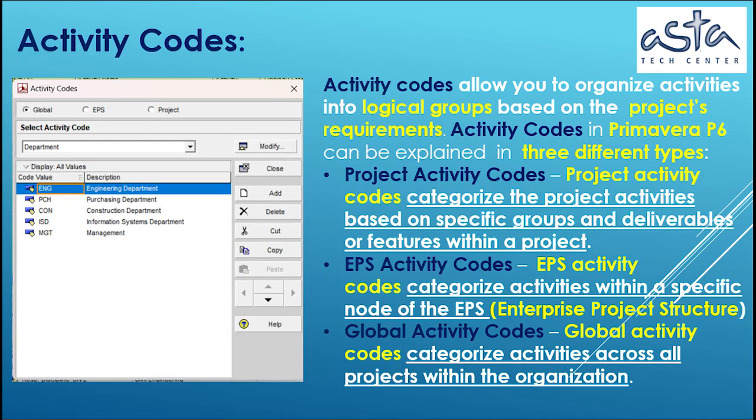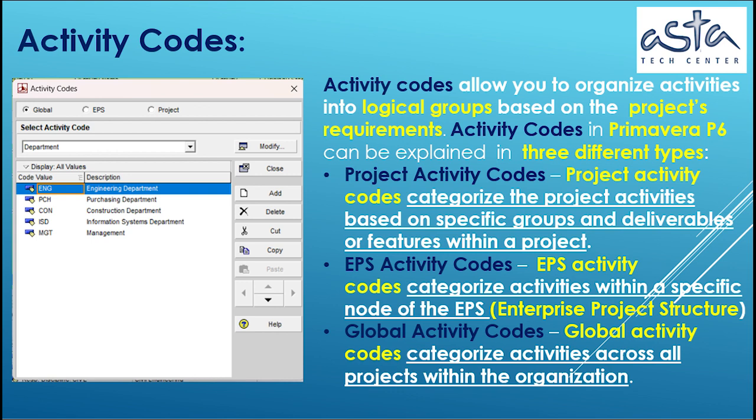Activity codes. Activity codes allow you to organize activities in logical groups based on the project's requirements. Activity codes in Primavera P6 are of 3 different types. Project activity codes. Project activity codes categorize the project activities based on specific groups, deliverables, or features within a project.